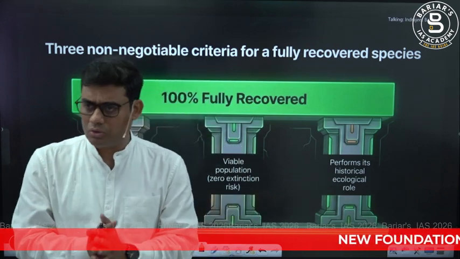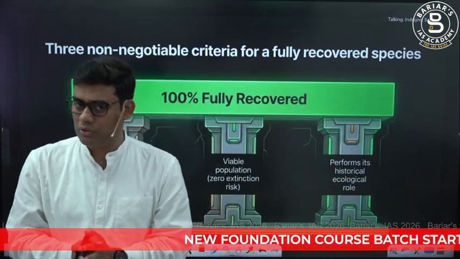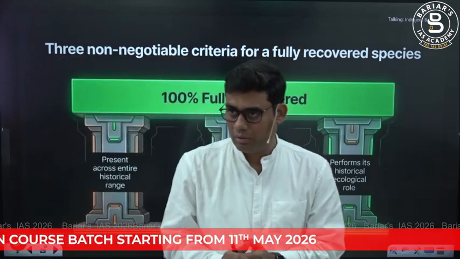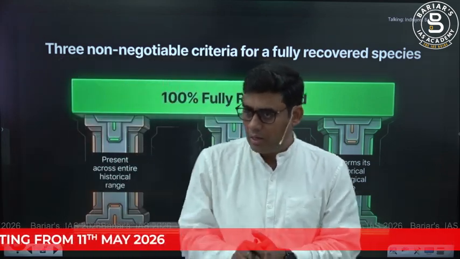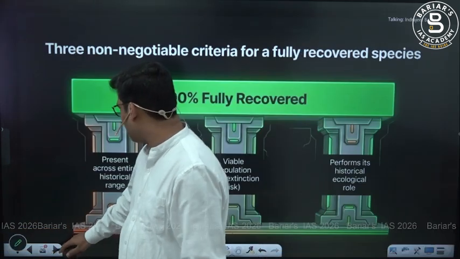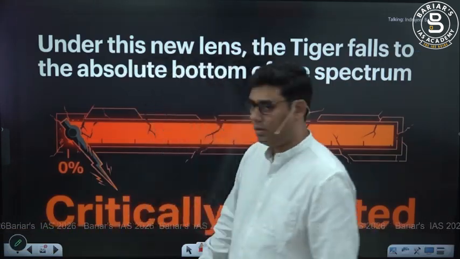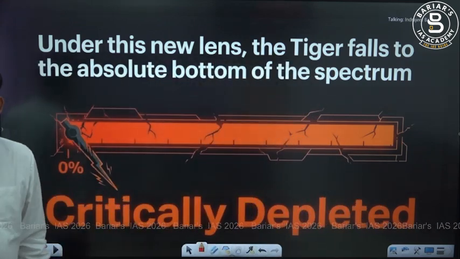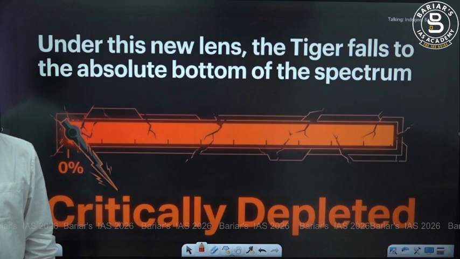Now, what was the news all about related to green status of a species? The first ever assessment of tiger was released. And sadly, tiger was declared as critically depleted, the other extreme of the spectrum.